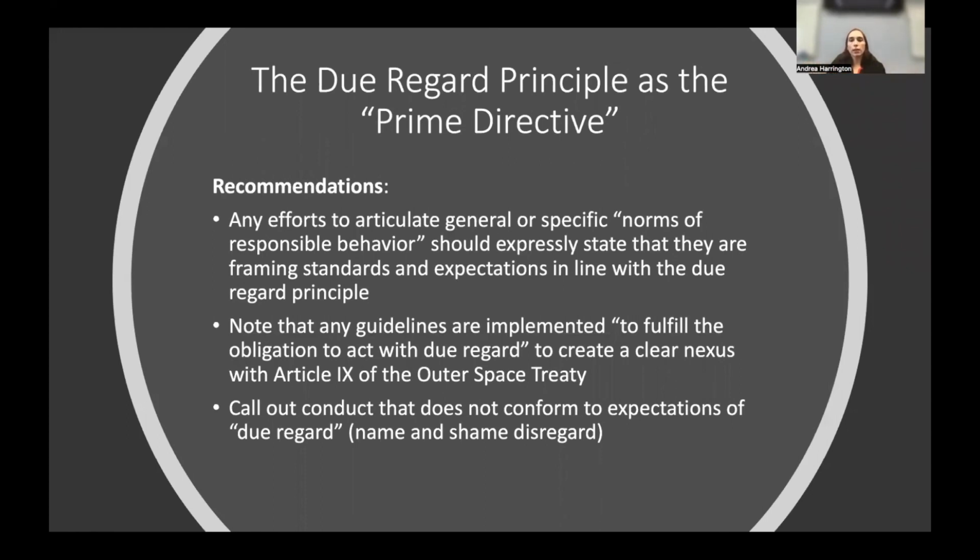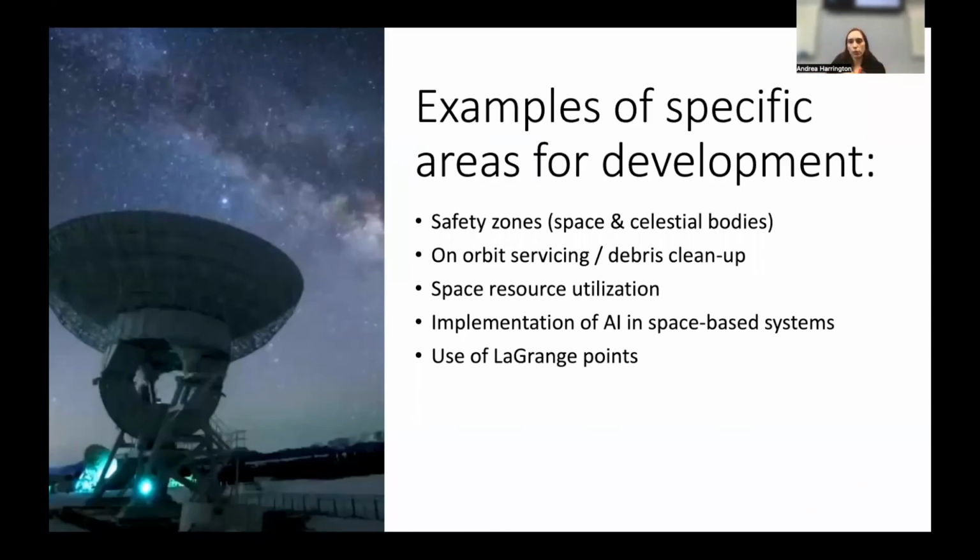Note that any guidelines are implemented to fulfill the obligation to act with due regard, creating that clear nexus with Article 9. And states also need to call out conduct that does not conform to expectations of due regard. So you need to name and shame disregard. This is how we give teeth back to the due regard principle, back to Article 9.